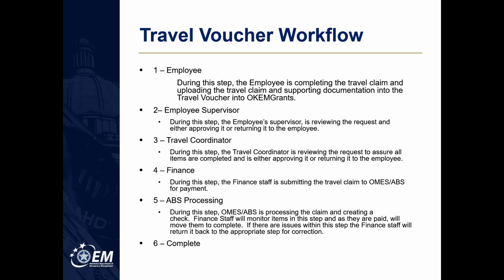So the workflow of the travel voucher is a 6-step process. It starts with step 1 with the employee. During this step, the employee is going to be completing the travel claim, which is the Excel spreadsheet, and uploading that along with all the supporting documentation into the travel voucher into OKEM grants. Once the employee's completed that and advanced the request, it will go to the employee's supervisor. During this step, the employee supervisor is going to review the request and either approve it or return it to the employee. If they approve it, it goes on to the travel coordinator.